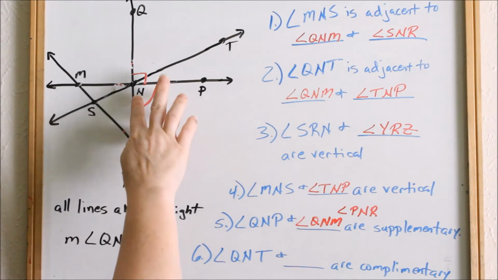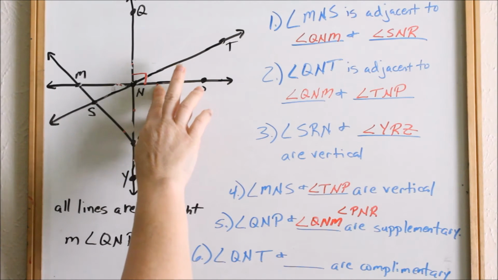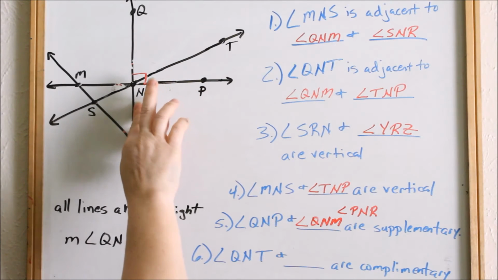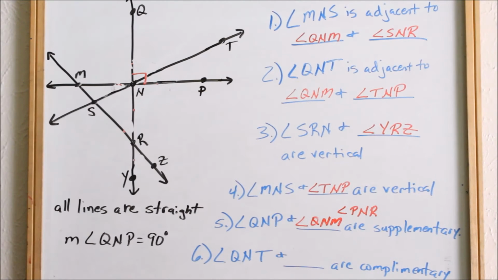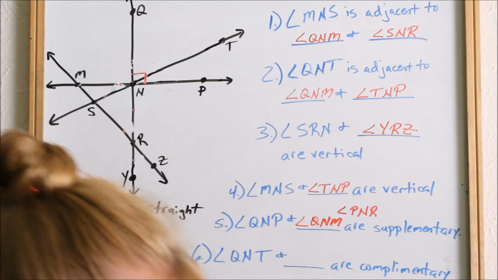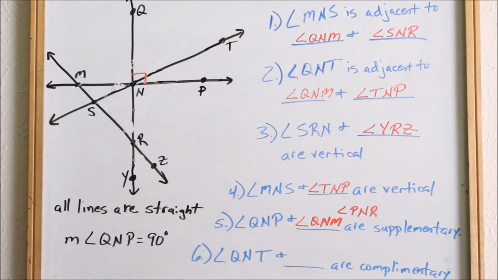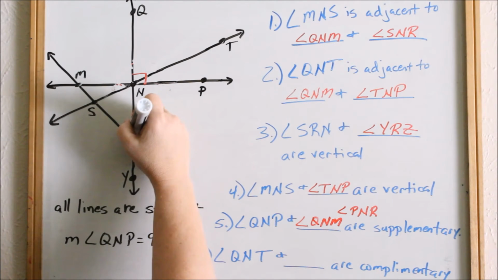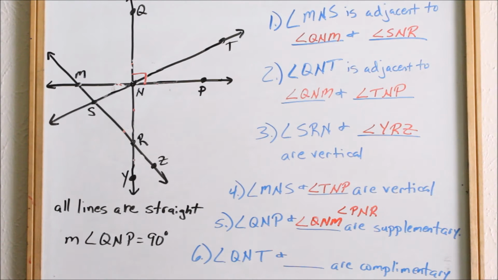One thing I did not say before is that complementary angles and supplementary angles do not have to be adjacent to each other. You can have 2 angles that add up to 90 degrees or 180 and not be adjacent to each other. In our picture, they are adjacent, and that's okay.